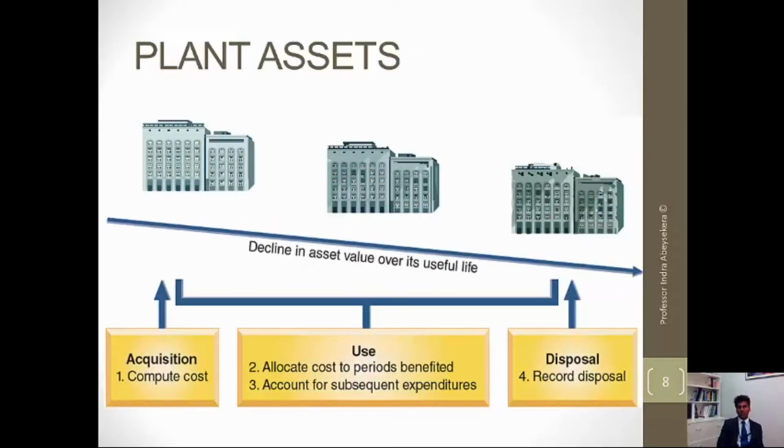Most assets lose value, except for land. Land does not lose value. All other assets lose value over time. So there's a decline in asset value. An asset is acquired, then it is used, and finally it is disposed of or discarded with no value. That reduction in value is called depreciation. The estimated reduction in value is called depreciation.